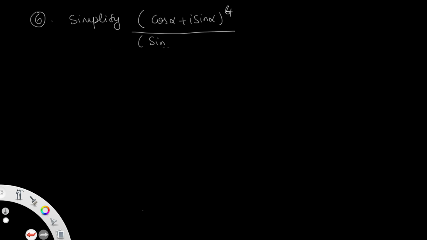Question number 6. Simplify (cos α + i sin α) to the power of 4 divided by (sin β + i cos β) to the power of 8. Just to simplify is given. So that is (cos α + i sin α)⁴ divided by, this is to the power of 4.